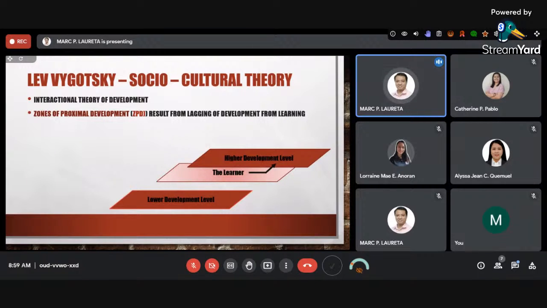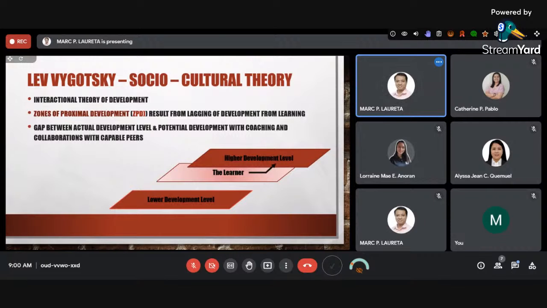Now, what are the gaps? The gap between the higher developmental stage and the stage the learner is currently on. Vygotsky suggests that we can use peers, we can use collaborations, we can use coaching to help learners fill the gap.